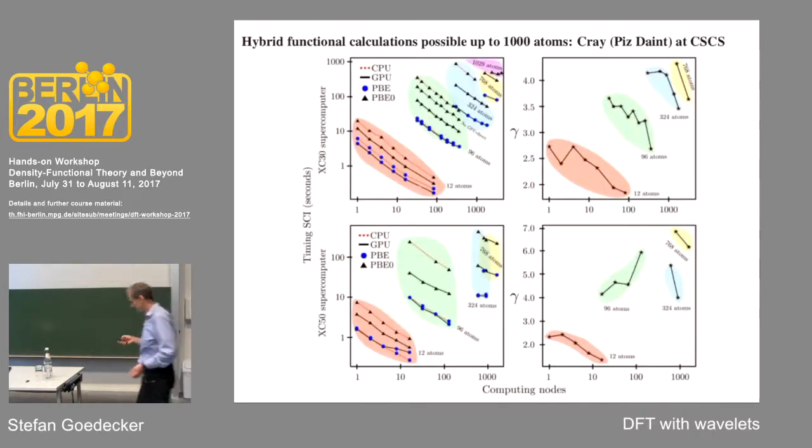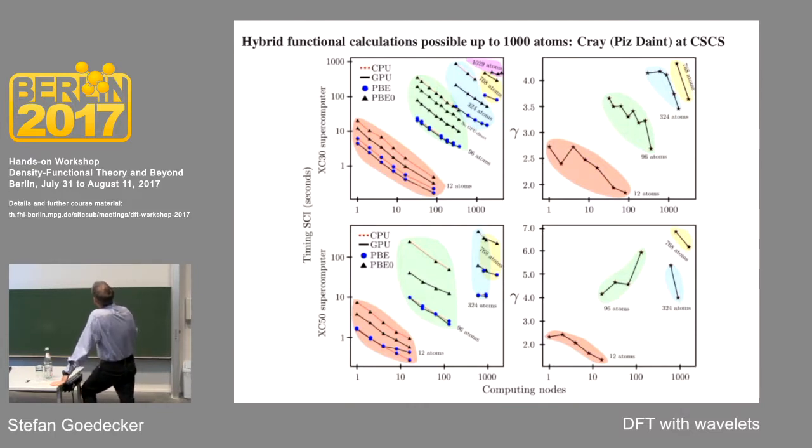Okay, here just some timings. Perhaps let's just look at this graph here because they all show similar results. First of all, you see the speed as a function of the number of computing nodes for different systems containing up to 1,000 atoms. And perhaps what's most interesting here is this gamma. That's the ratio between the time that you need for a hybrid functional calculation, PBE0 in this case, compared to the time that you need for a PBE calculation.